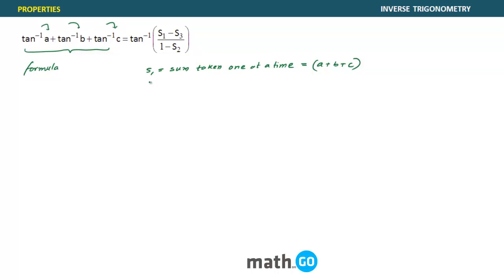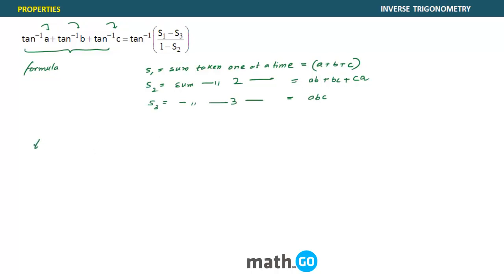Then S2 is nothing but the sum taken 2 at a time. So this will be AB, then BC, and then CA. Right, now I think you have got hold of it. S3 is again the sum taken, now this will be 3 at a time, that is A, B and C. There is no other term that you can form which will contain 3 distinct terms.